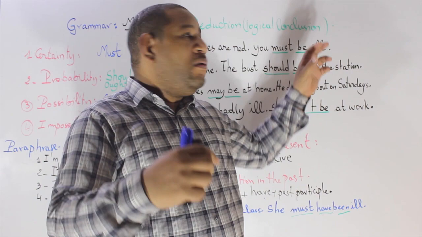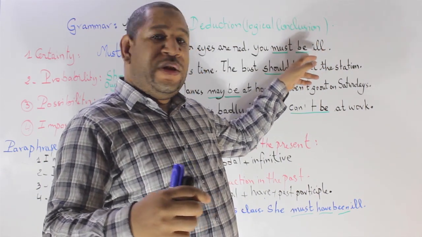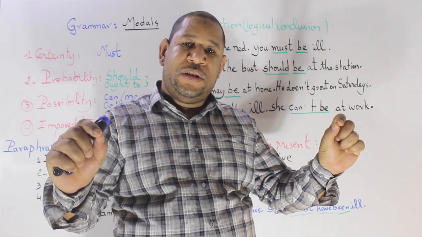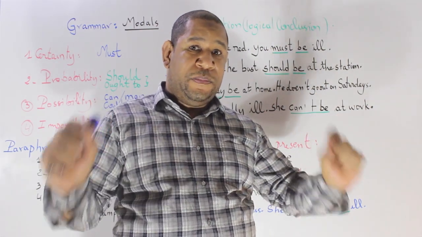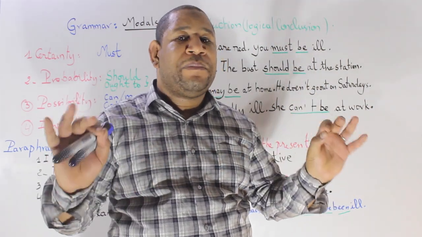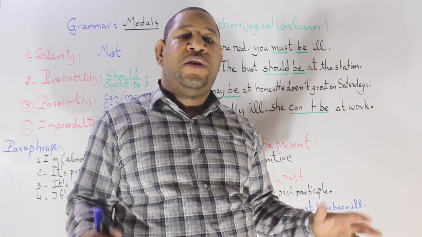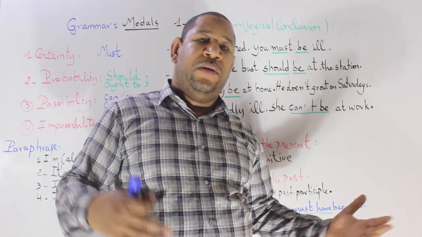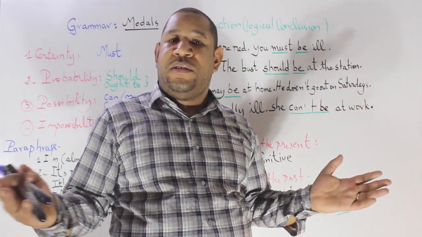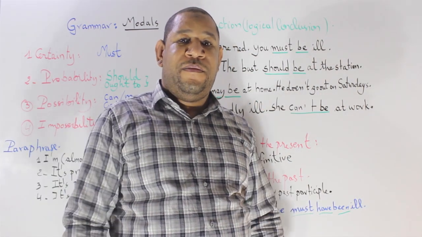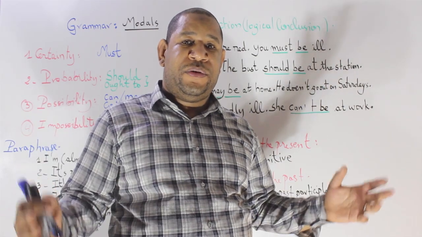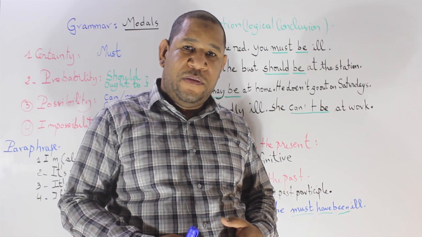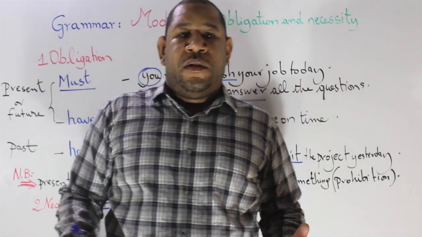Again, before we close, we say certainty. It's not 100% certainty. Because if it is 100% certainty, we are going to use simple sentences without using the modals. She is ill. I will not say she may be ill, or she can be ill, or she must be ill. I can just simply say she is ill if I am very sure or 100% sure. And now we will move to the next type of modals.